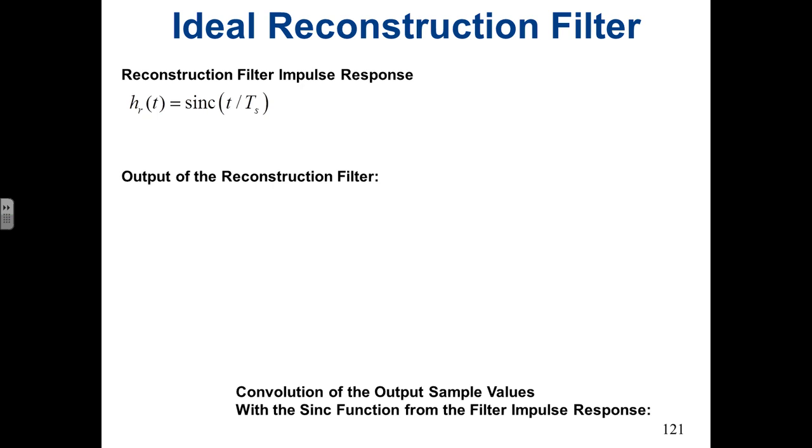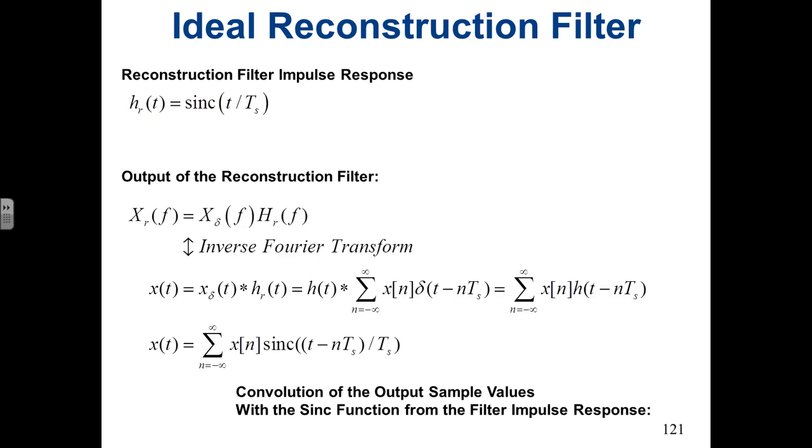If that's our impulse response, then what's going to come out of the reconstruction filter? Well, if we look at that in the frequency domain, we know we're going to multiply the spectrum of our input signal by that rectangular function low-pass filter characteristic. In the time domain, we would look at that using convolution. So we would convolve the input signal with the impulse response of our reconstruction filter.